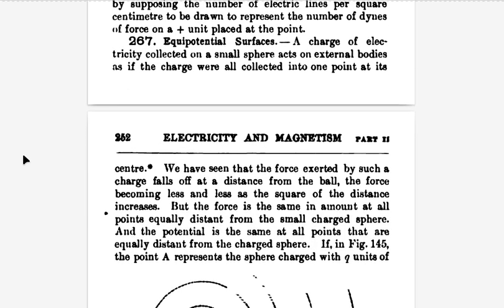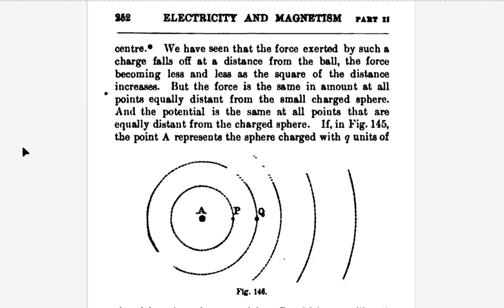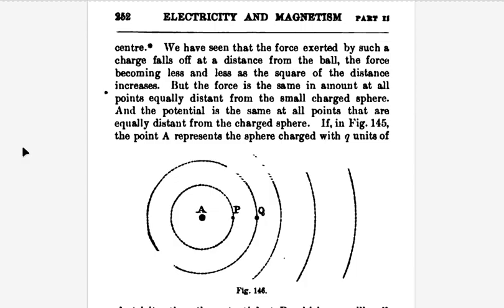267. Equipotential surfaces. A charge of electricity collected on a small sphere acts on external bodies as if the charge were all collected into one point at its center. We have seen that the force exerted by such a charge falls off at a distance from the ball, the force becoming less and less as the square of the distance increases. But the force is the same in amount at all points equally distant from the small charged sphere. And the potential is the same at all points that are equally distant from the charged sphere.